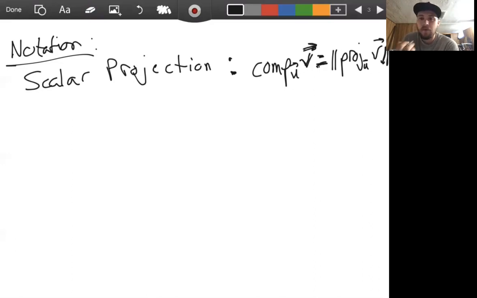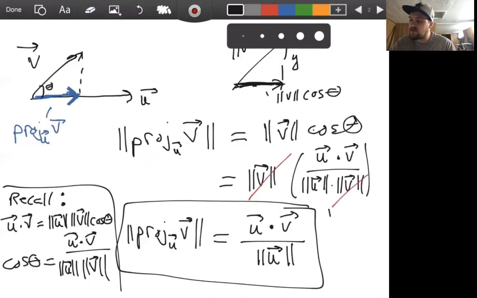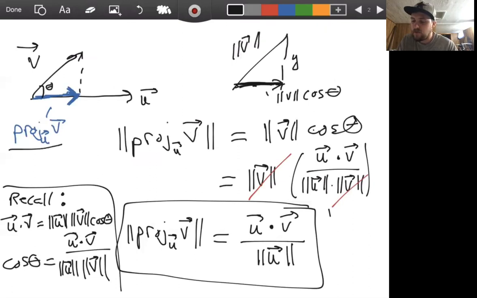And now we want to use the formula for our magnitude to derive how we can actually compute the vector itself, right? If you notice, we haven't actually explicitly said how we find the projection vector. All we've done so far is come up with a formula for the magnitude and give it a new name. We call it scalar projection, right?